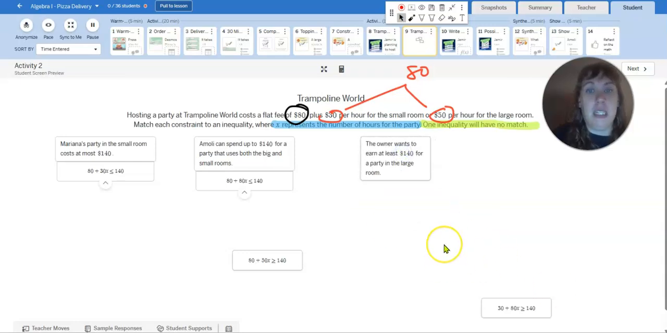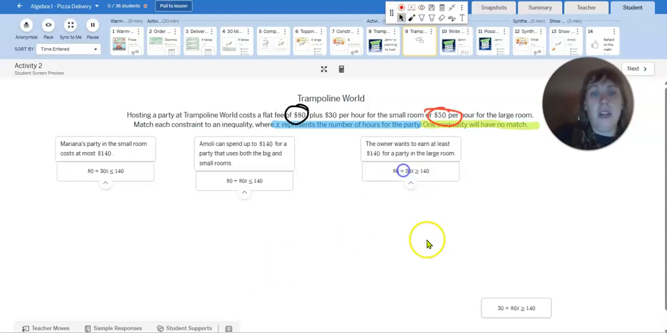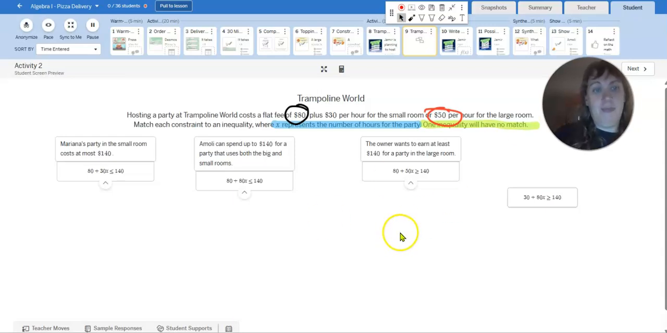The last one is the owner wants to earn at least $140 for a party in the large room. So we're using the large room, which is $50 per hour, and they want it to be greater than or equal to 140. They want to make more money than that, hopefully, but at the minimum, make 140. And this is the inequality that has no match. Beautiful.